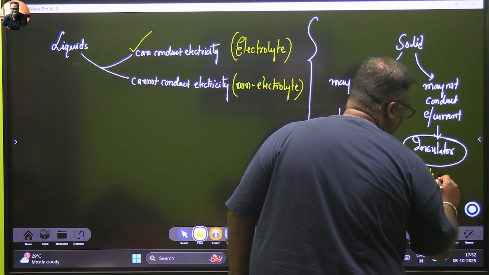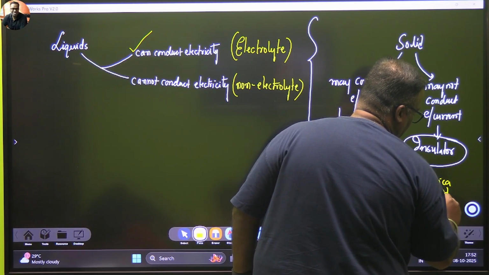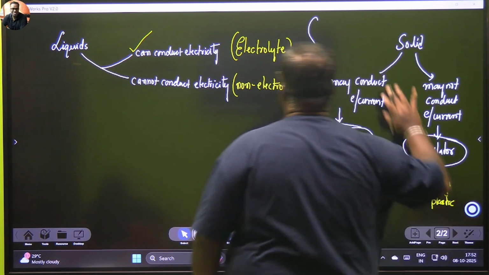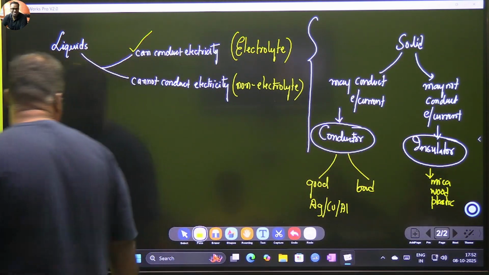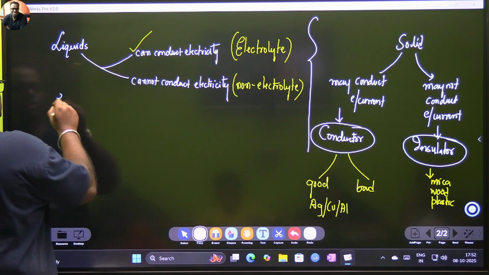You can have mica, then wood, plastic. These are called insulators. Now, I won't discuss anything more on this right-hand side because our chapter is on the left-hand side. So let's talk about electrolytes out here.